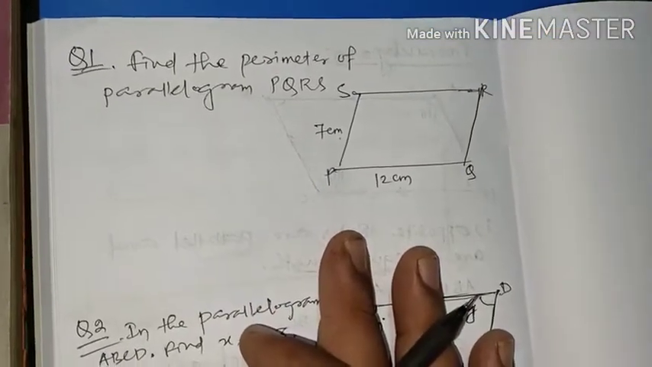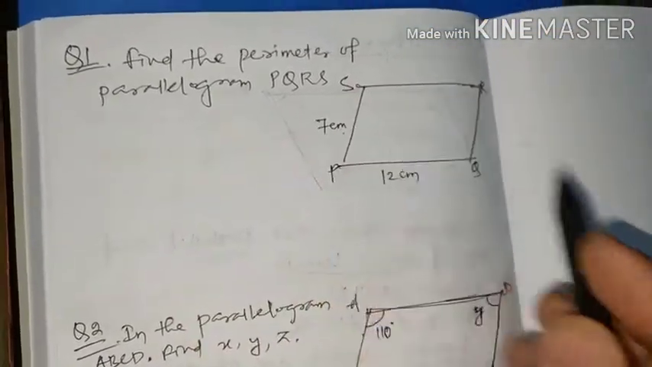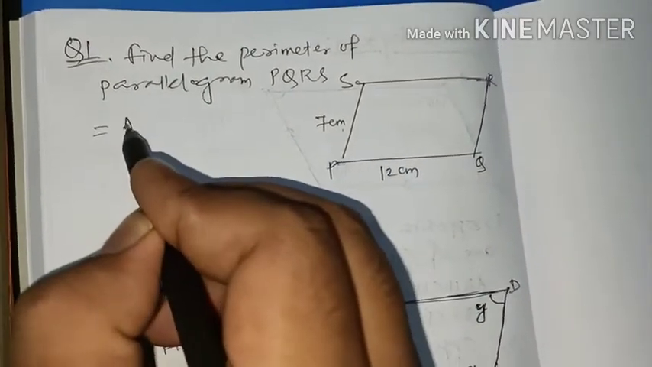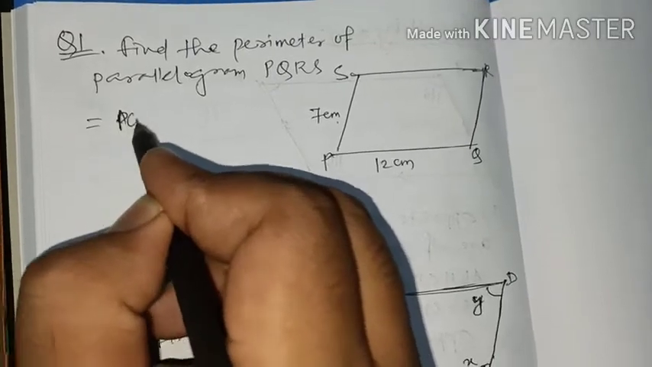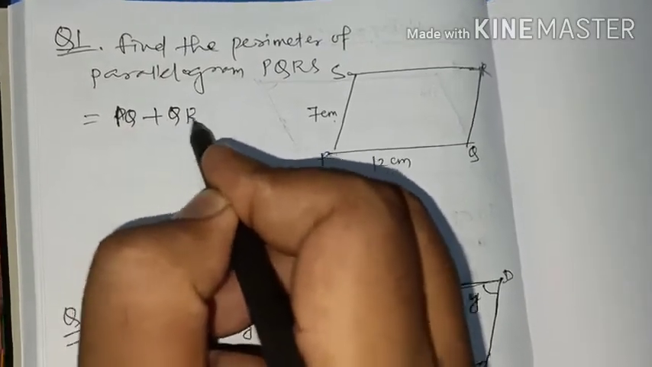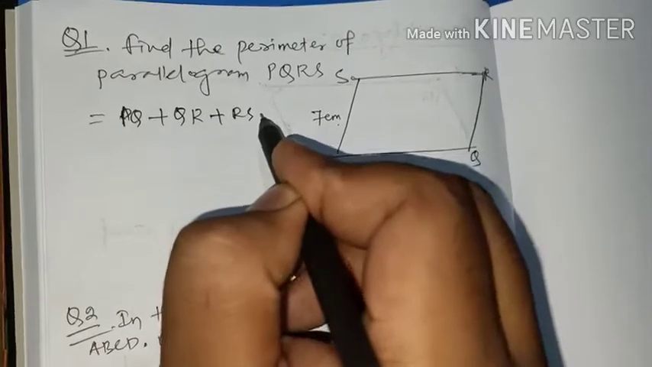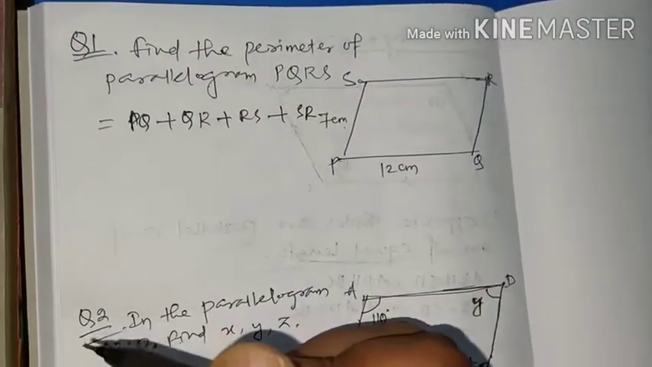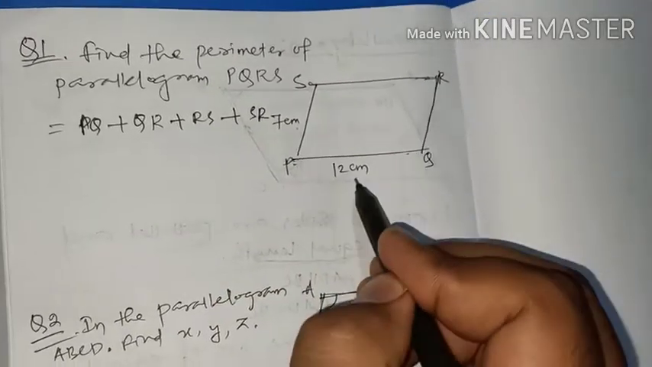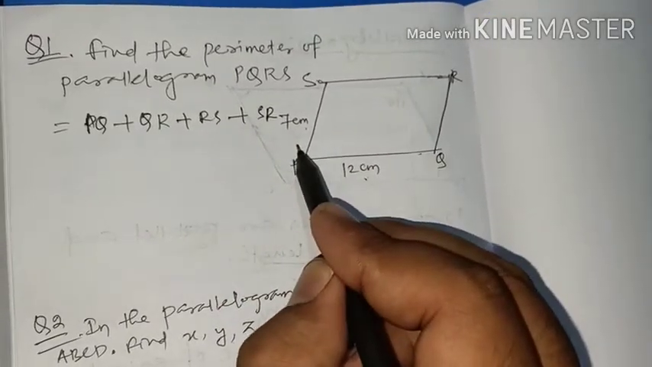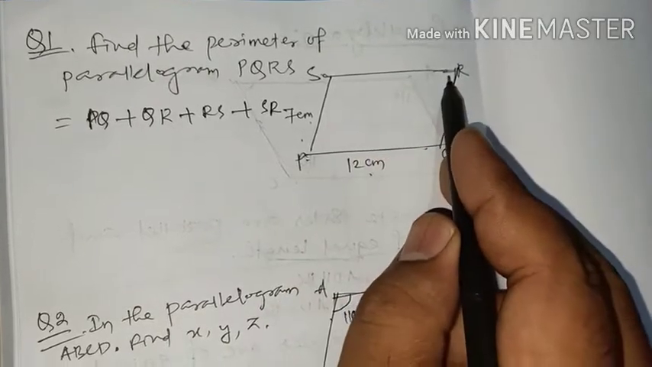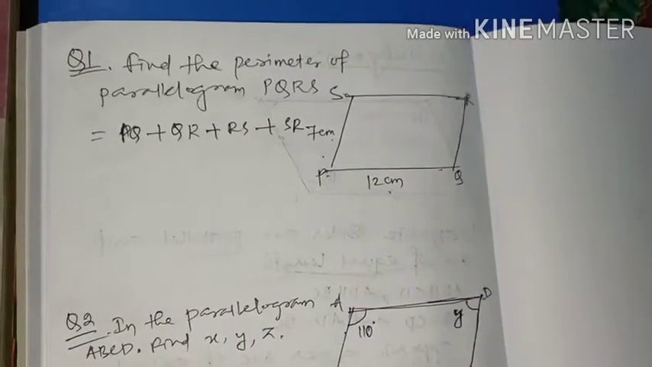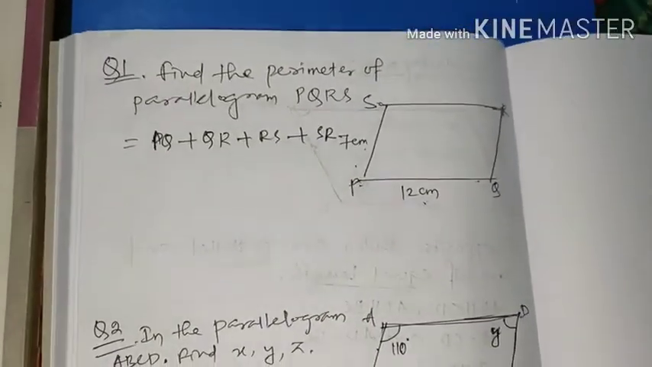First, the question is finding the perimeter. You know how to find a perimeter? Just add the lengths of the sides, that is PQ plus QR plus RS plus SP. These are the sides, and you know PQ is equal to 12 centimeters and SP is equal to 7 centimeters. You do not know the value of RS, and also you do not know the value of QR, but you know the property of parallelogram right now.